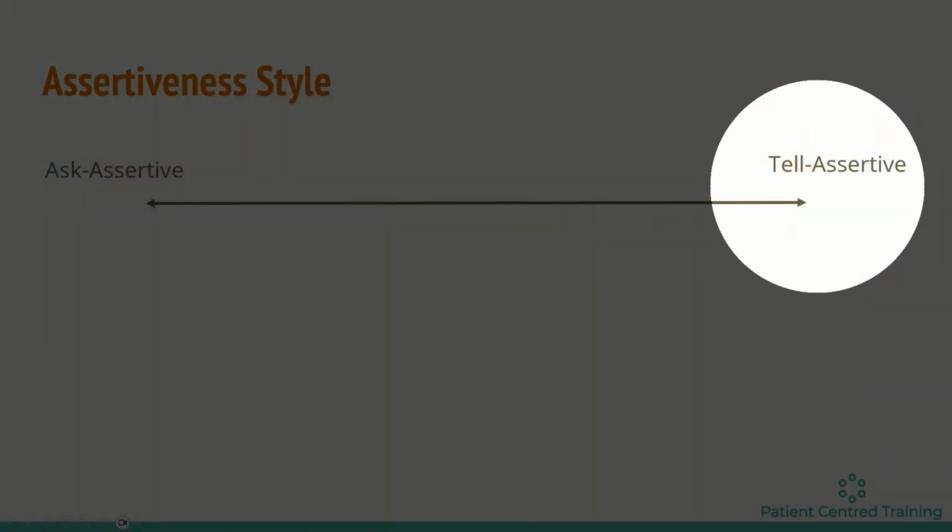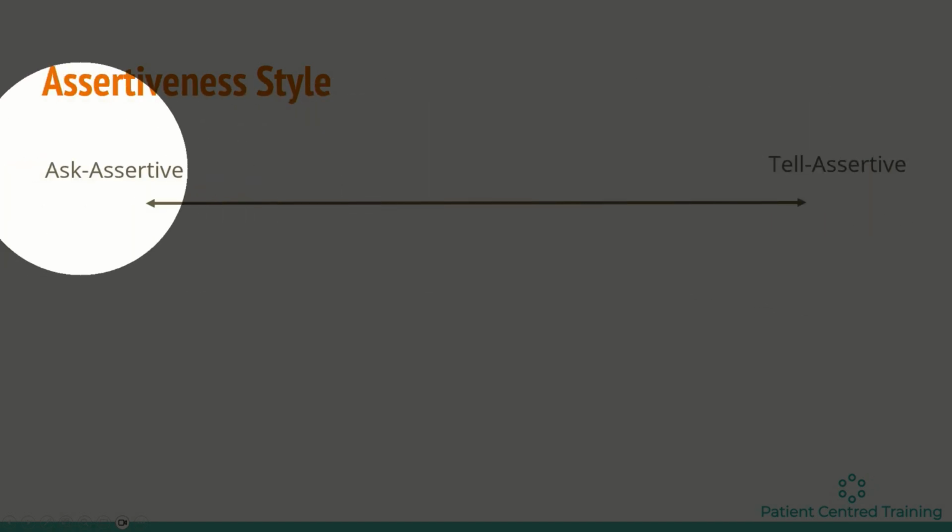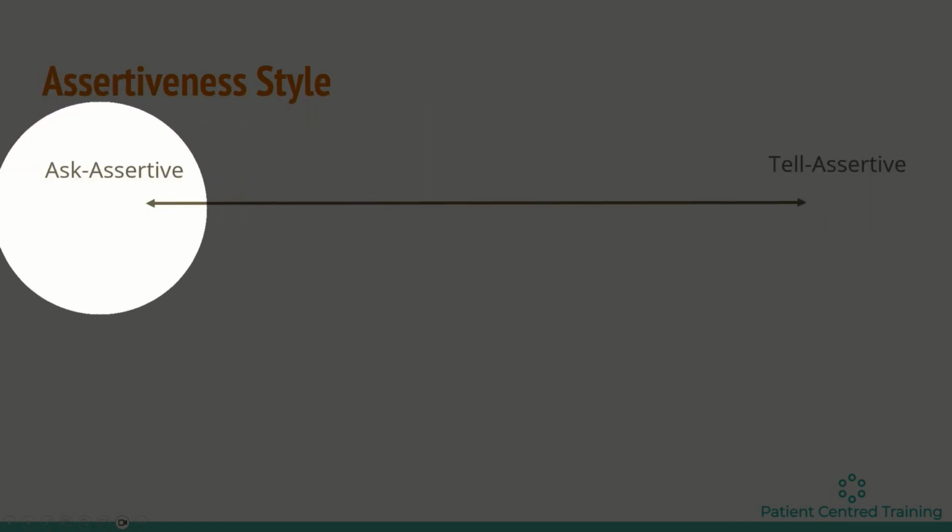So I think we've got a couple of slides on this as well. You basically have it, on one end is the tell assertive, so that's these ones here. Tell assertive people are quite direct. If they want you to do something, they'll just tell you, I think we should do this. Yeah. On the other end, you've got the ask assertive. Ask assertive people are more indirect. They'll use questions to try and influence.